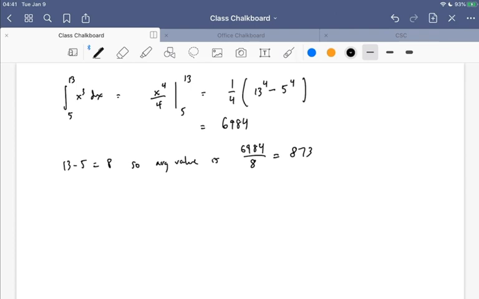Did you have that symbolically? It might have been the case that you just made a typo when you calculated whatever 13 to the fourth was.